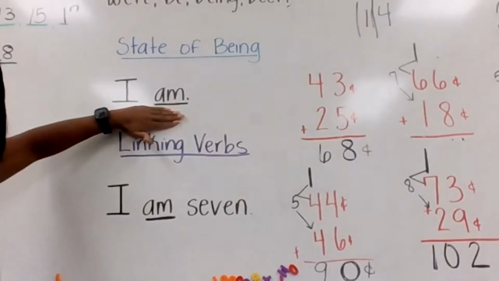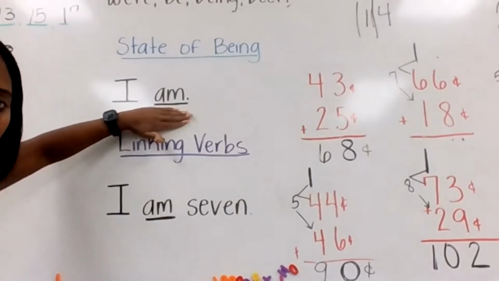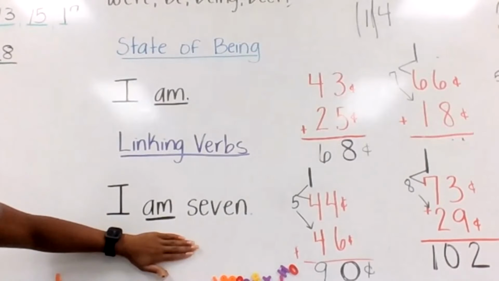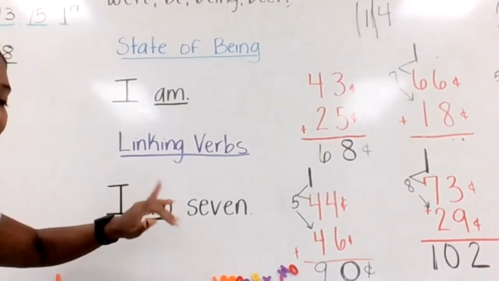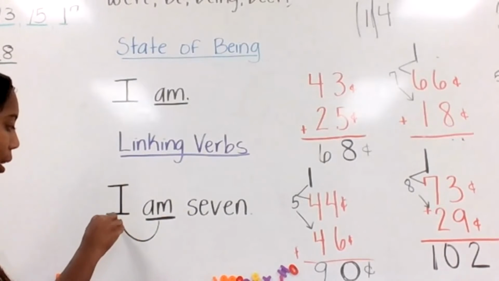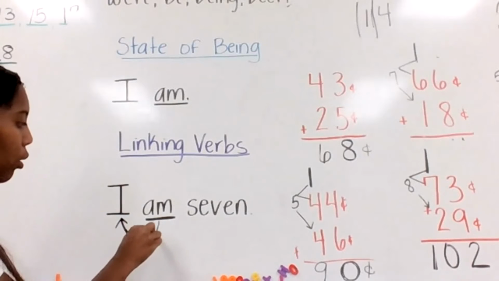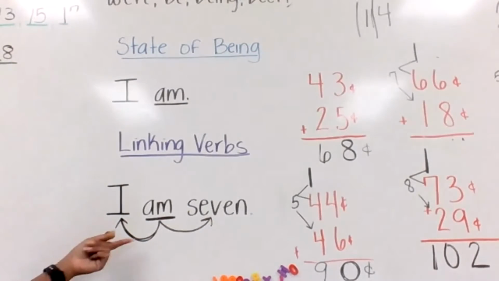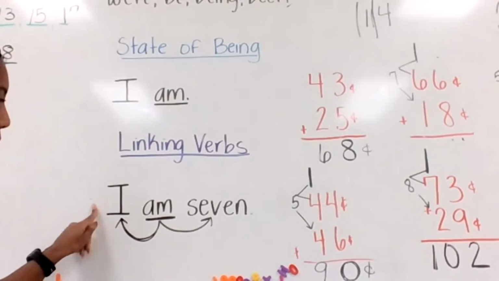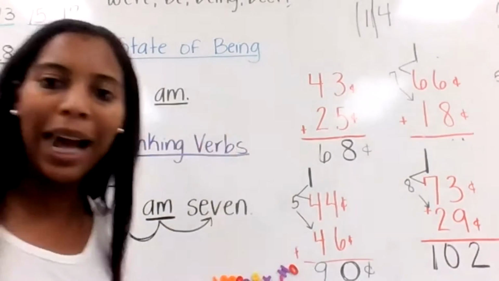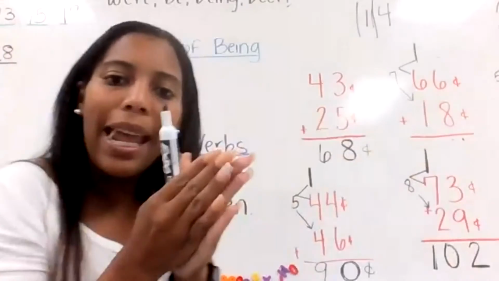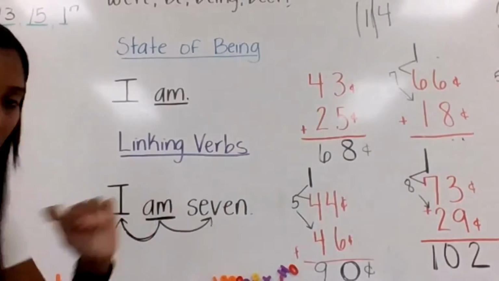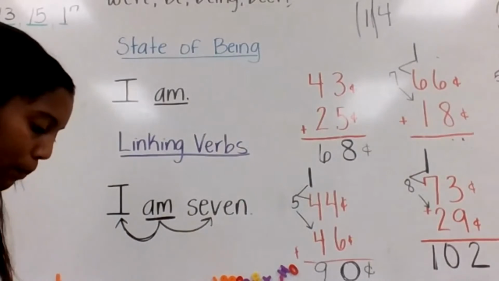So whenever we said I am, just like this, that was state of being. But whenever I said I am 7, am is no longer state of being anymore. It is now a linking verb. Am is linking I to 7. See that? Am is linking I to 7. I had the word I and I had the word 7. Am linked them together to let you know that I am 7. You need to write this.